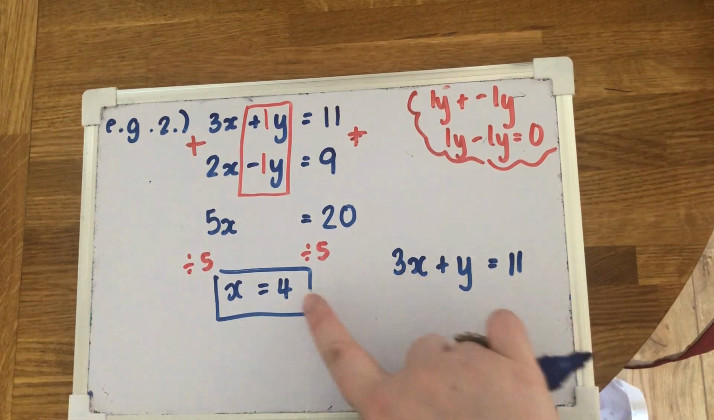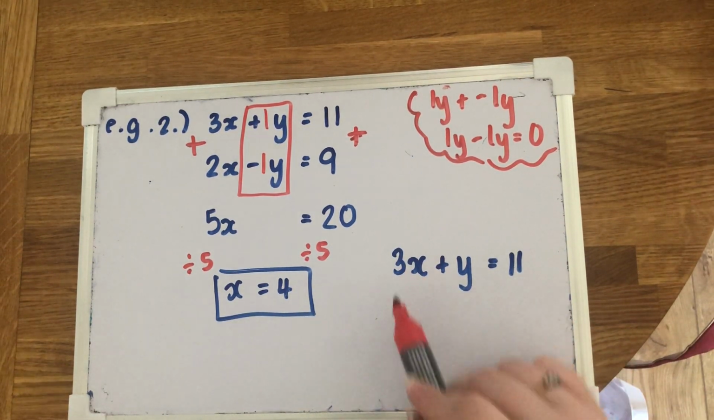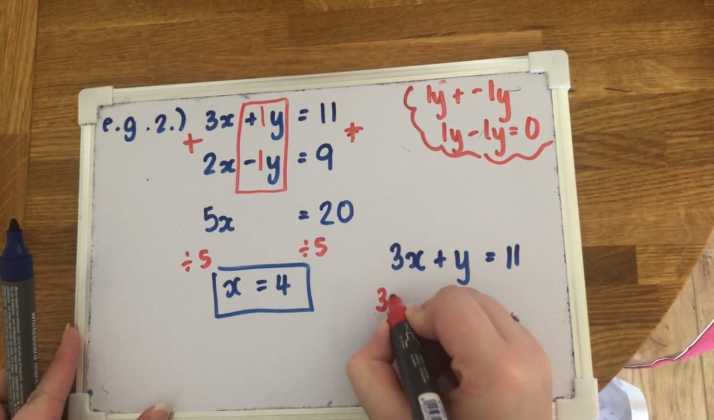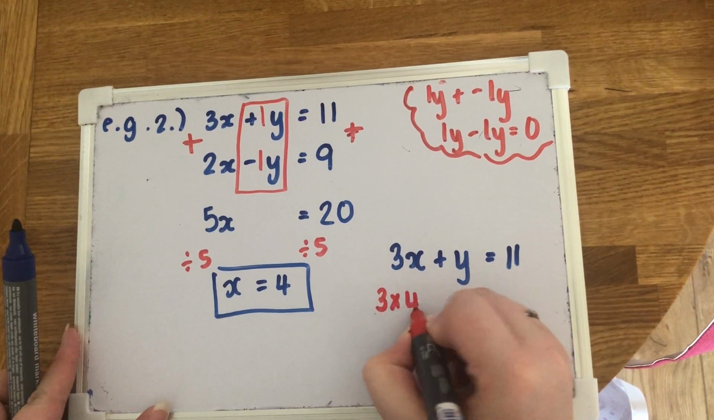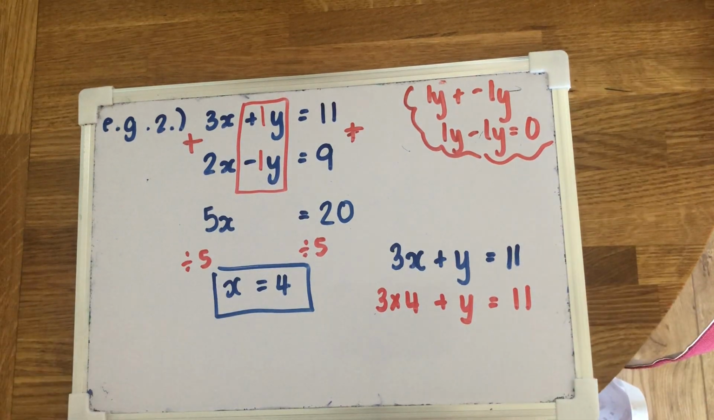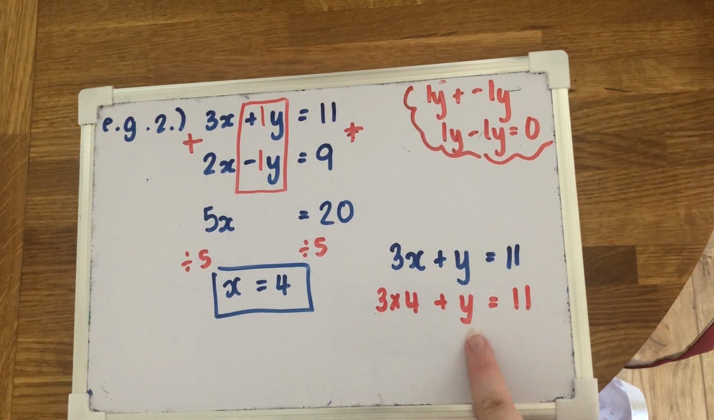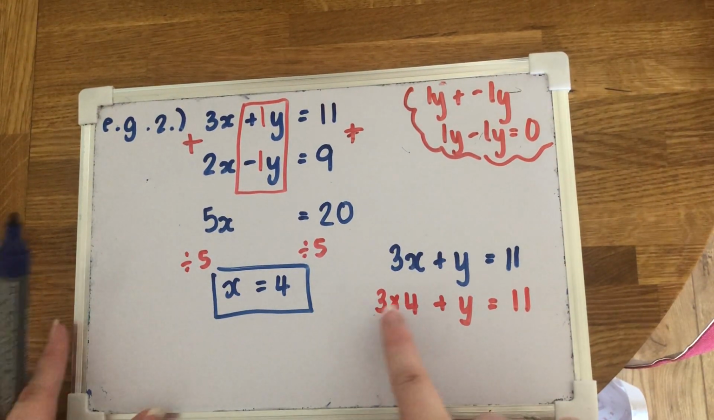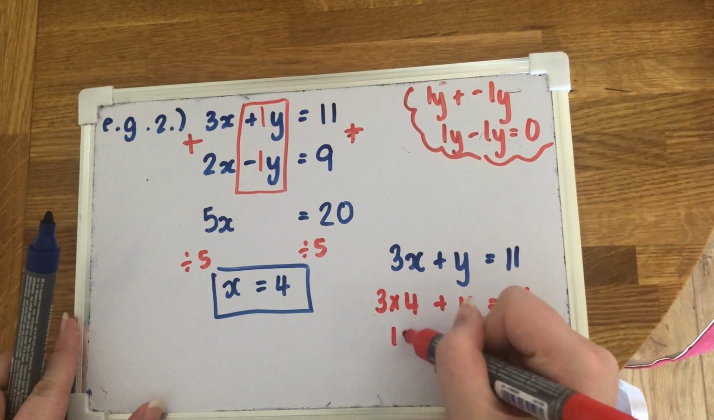So we know that x is 4. Okay, this time it does have a 3 in front. So just remember that if there's a number in front, that just means that we multiply. Okay, so 3 multiplied by 4 plus y is equal to 11. 3 multiplied by 4 is 12.